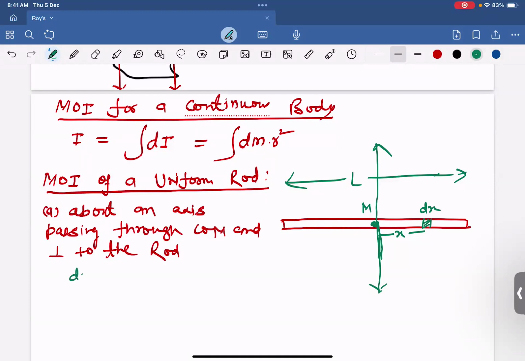Yes, sir. Now dm can be found from the mass density, as it is a rod. So the rod's mass density is always mass by length, multiplied by the small length dx. dm equals M by L dx. Now try to find the moment of inertia of this part. dI equals, it is a point mass only, so the point mass moment of inertia is mass into distance squared. Distance is x.